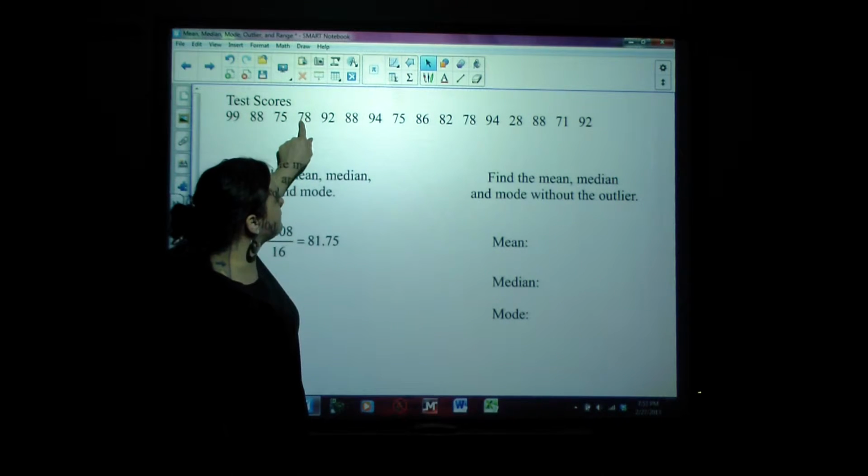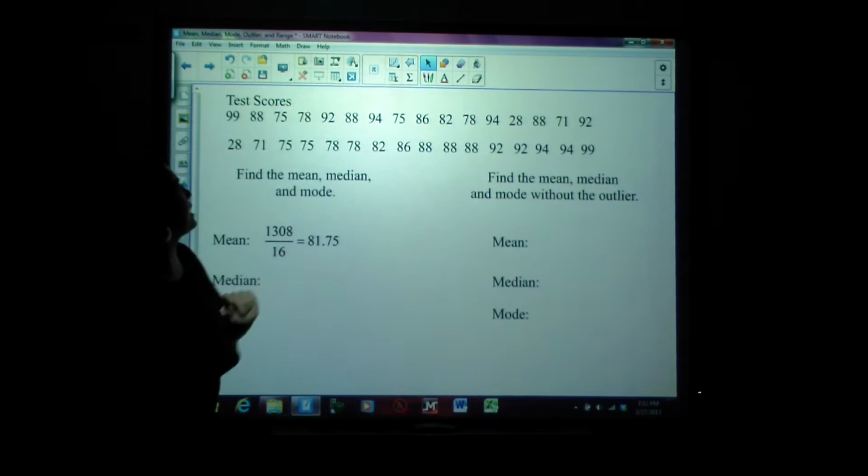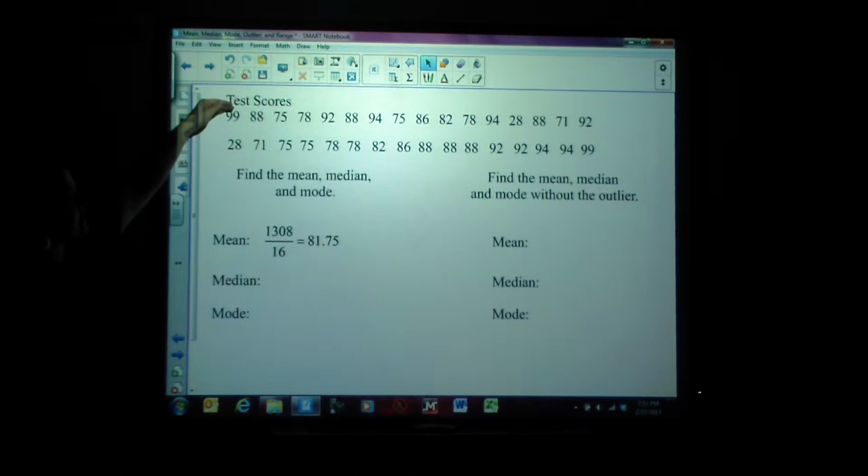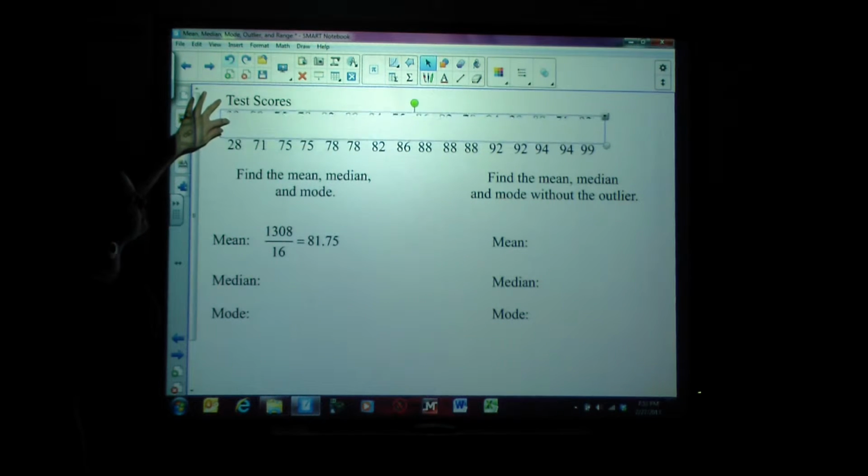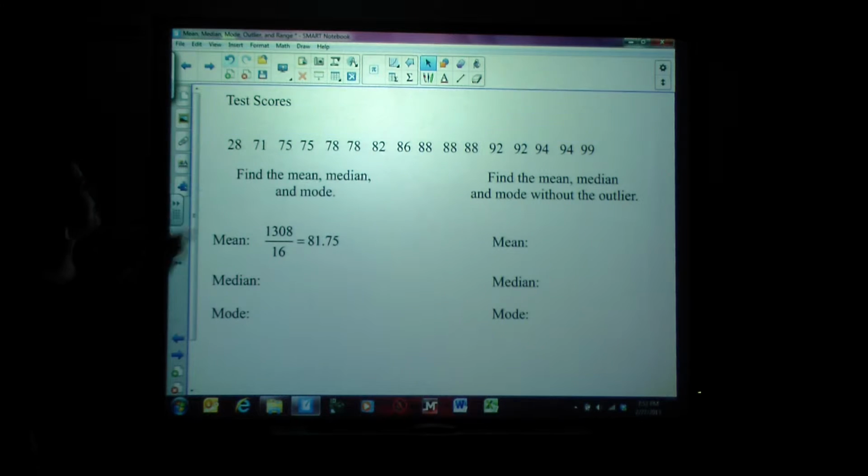75, 75, 78, 78. I've actually gone ahead and done this already. I've taken these exact test scores and just rearranged them. So let's go ahead and cover up the ones that were all mixed up. Let's look at the ones in order now. These are the same data entries, just in ascending order.